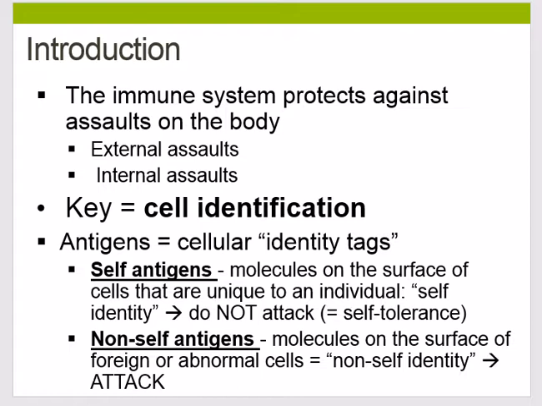So just to introduce the immune system, it protects against assaults on the body, whether they're external assaults or internal assaults. And the real key is cellular identification, being able to identify whether or not a cell is good or bad. We will talk today a lot about antigens.